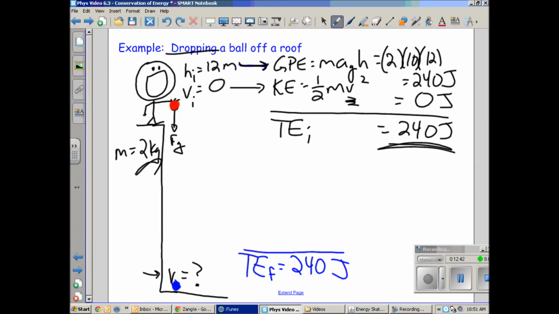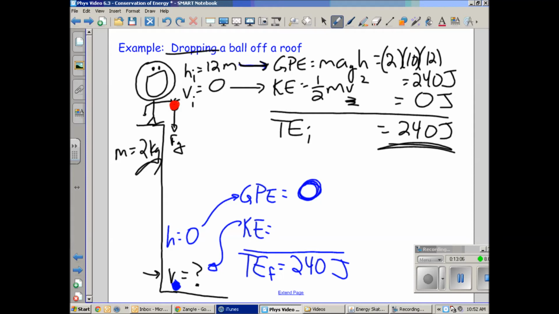And we want to find the velocity. Well, the velocity depends on the kinetic energy, right? So if we can find the kinetic energy, we should be able to find the velocity. All right? Well, let's see. What's the GPE right there? Well, at this point, isn't the height 0? So since the height is 0, that means the GPE is going to be 0.